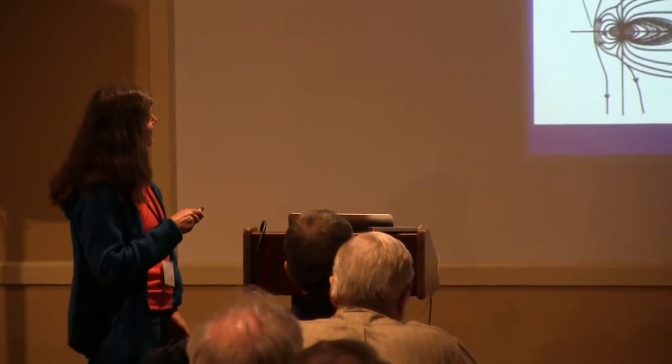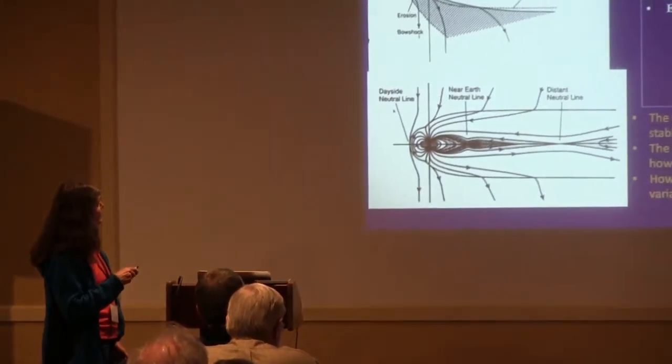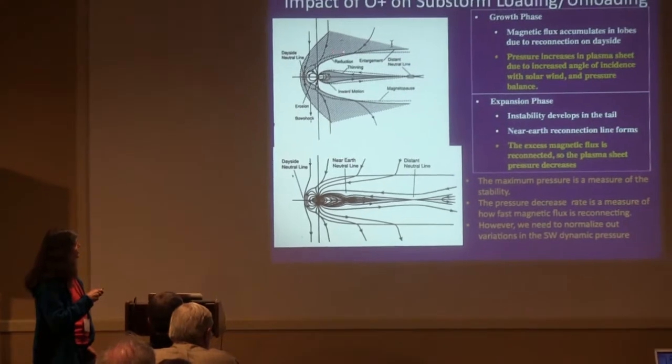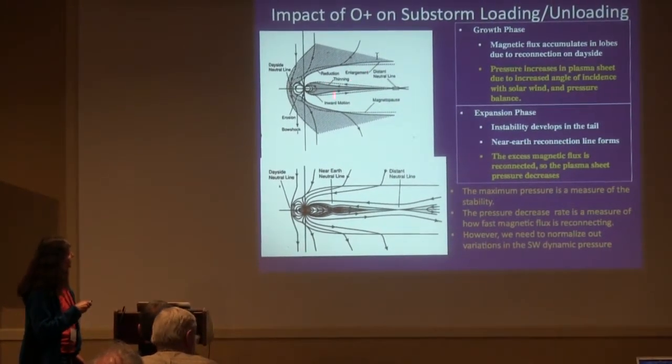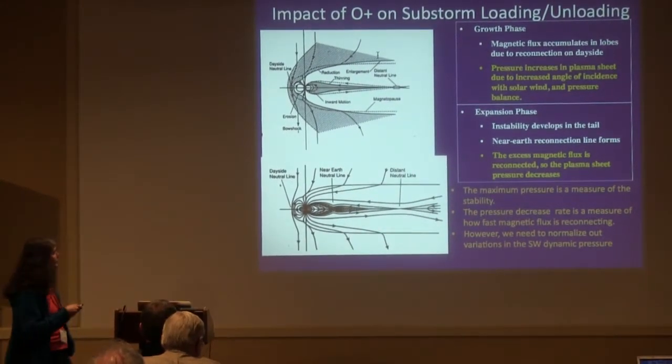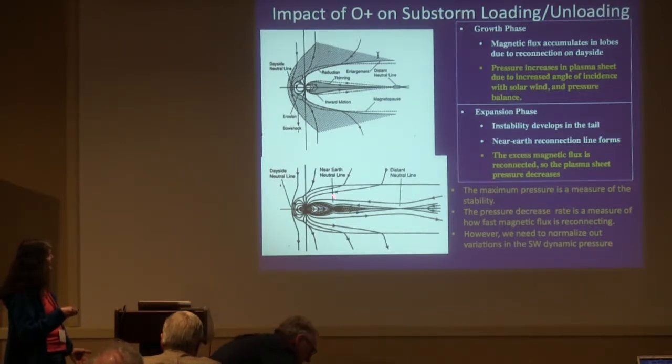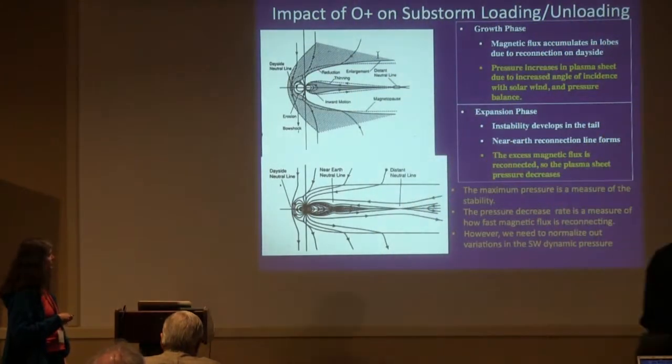Okay, so the first impact that I wanted to talk about is the impact on loading and unloading. If we look at the standard picture of a substorm, during the growth phase, you have magnetic flux accumulated in the lobe, and that leads to an increase in the flaring angle, and so more of the pressure from the solar wind is transmitted into the tail, and so you have a pressure increase in the tail during the growth phase. Then at the expansion phase, an instability develops, a near-Earth reconnection line forms, and that excess magnetic flux is reconnected, and so the plasma pressure decreases.